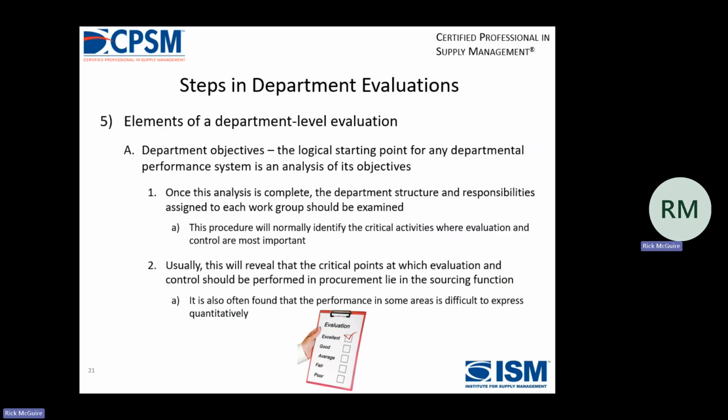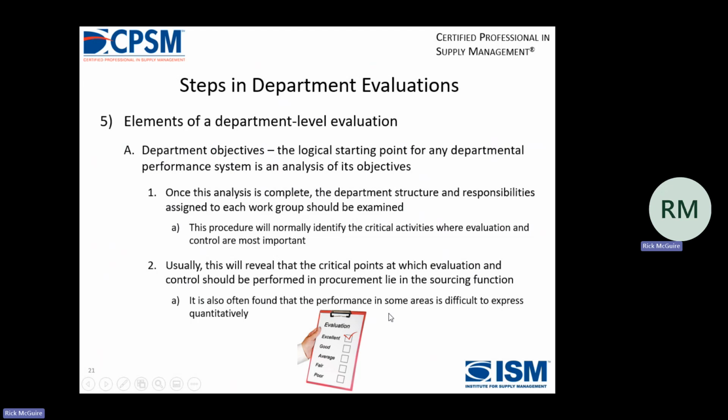So one, department objectives. The logical starting point for any departmental performance system is an analysis of its objectives. Once this analysis is complete, the department structure and responsibilities assigned to each work group should be examined. So the procedure will normally identify the critical activities where evaluation and control are most important. And usually this will reveal that the critical points at which evaluation and control should be performed in procurement lie in the sourcing function. No surprise to anybody.